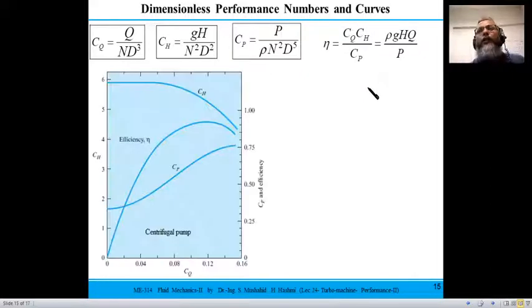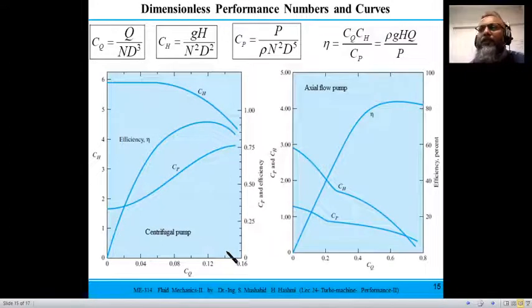Sometimes we plot it in the form of graphs, like CH plotted on this axis, CP and efficiency plotted on this axis, and CQ plotted on this axis. What I see is that as CQ increases, your efficiency also increases. At some flow coefficient there is a maximum efficiency, and your head coefficient is some constant value, then it starts decreasing. Similarly, the power coefficient works in that manner. That is for a radial flow machine, that is actually a centrifugal pump.